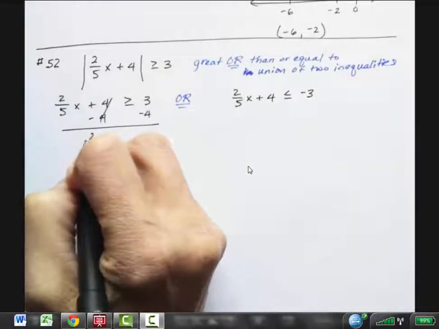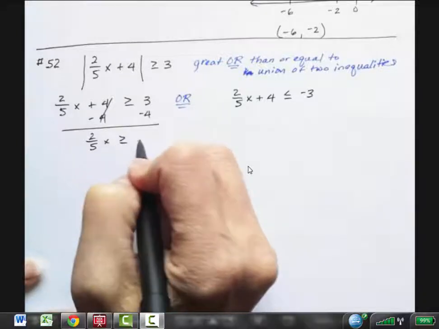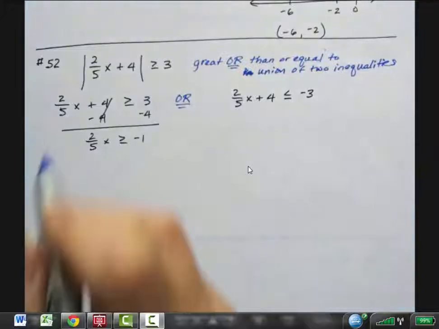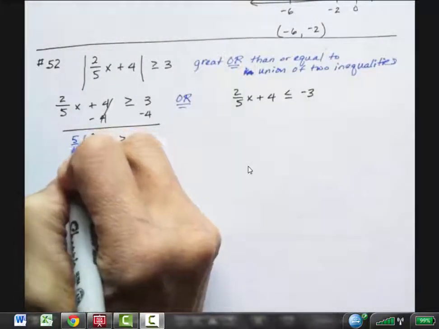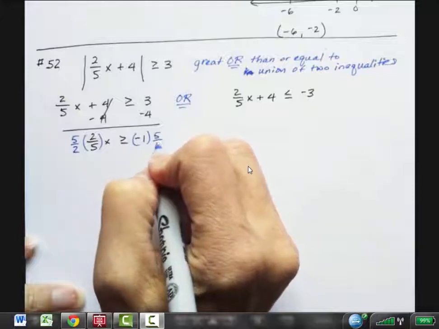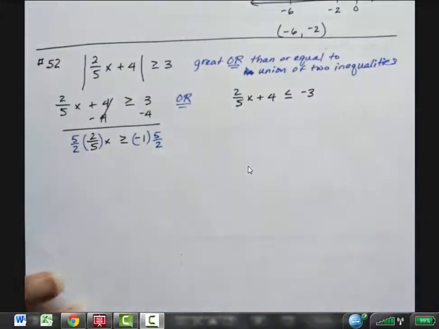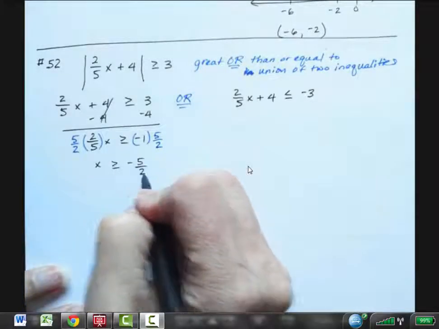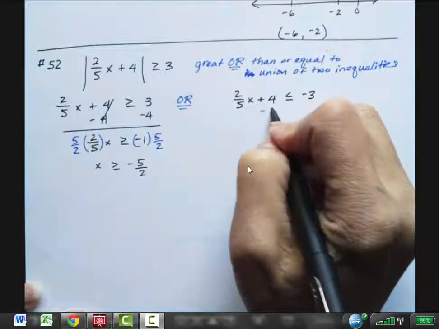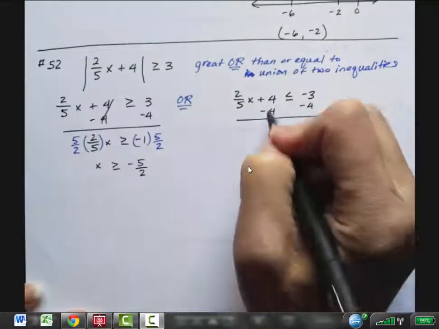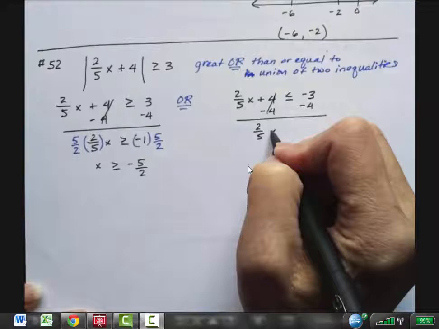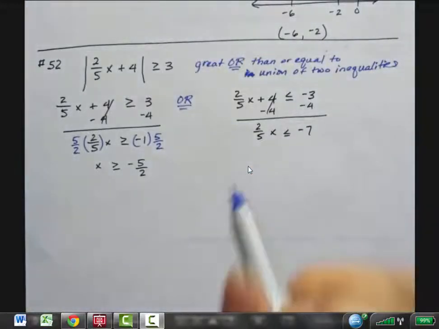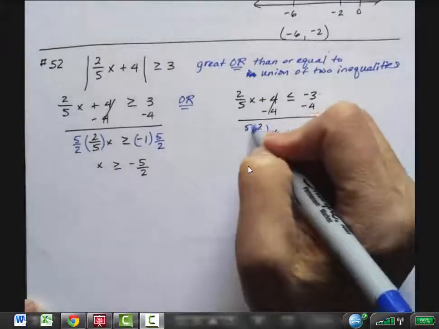I end up with 2/5 x greater than or equal to negative 1. And then I'm going to multiply by the reciprocal of 2/5, which happens to be 5/2. Make sure that I do that to both sides of my inequality. And when I do that, I end up with x is greater than or equal to negative 5/2. The second inequality, I'm going to subtract 4. I end up with 2/5 x is less than or equal to negative 7. I'm going to multiply once again by my reciprocal, which is 5/2, both sides.